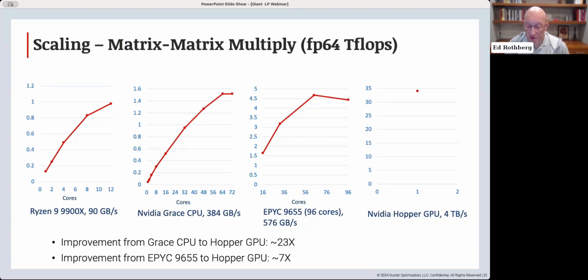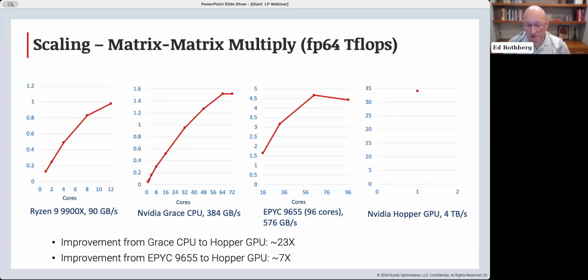So even if you're doing a very cache friendly, a very memory system friendly application, it's likely your performance is still going to be constrained by the capabilities of the memory system. And then if you look at improvements from the Grace CPU to the Hopper GPU, factor of 23, so huge potential improvement from the GPU. And then the EPYC to the Hopper, about a factor of 7, still a nice improvement.